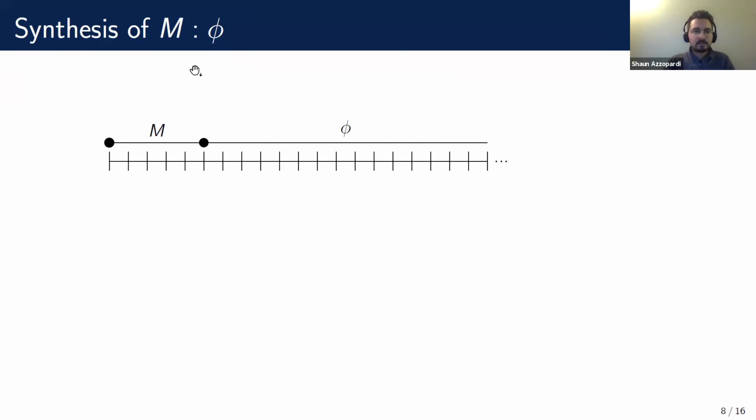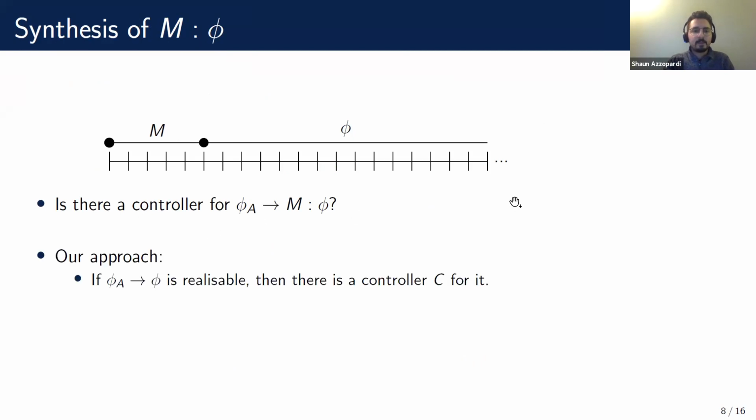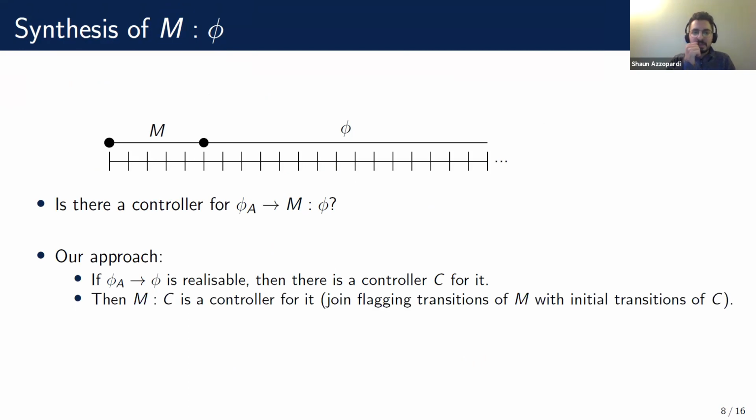So we call the semantics of this operator. And we want to check if there is a controller for this specification, where we can also have assumptions about the environment. Our approach here is simply to strip away the monitor, and check if this formula is realizable. And if it is realizable, we construct a controller C for it using the usual methods. Then the controller for the full formula is simply to sequentially join M with C, which looks something like this.